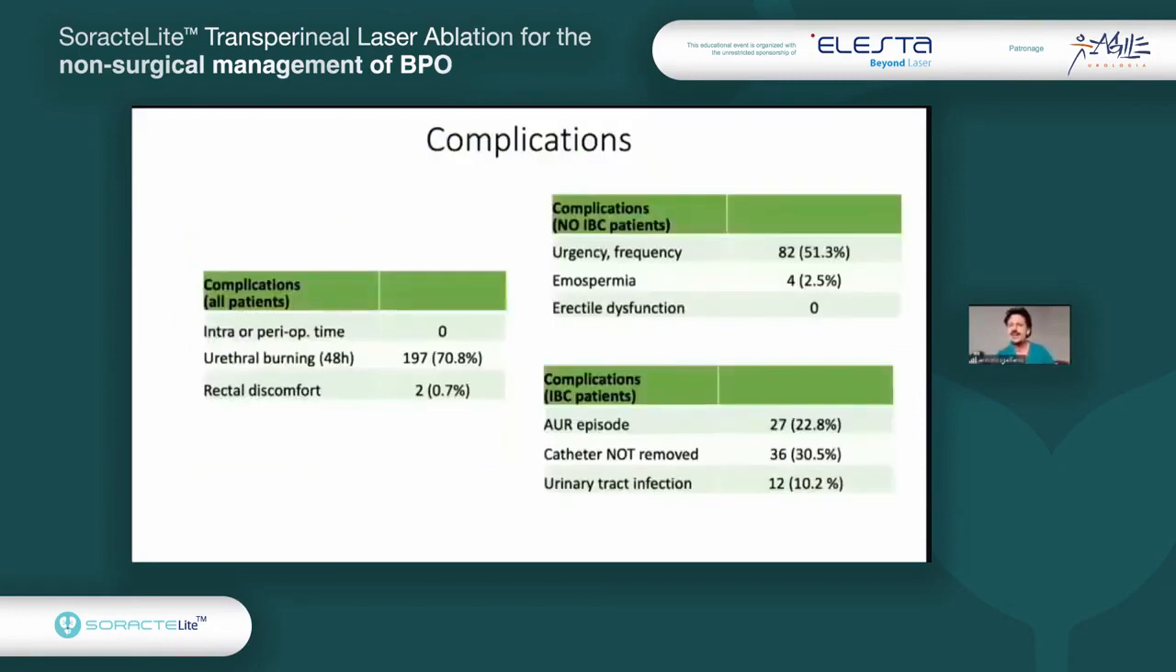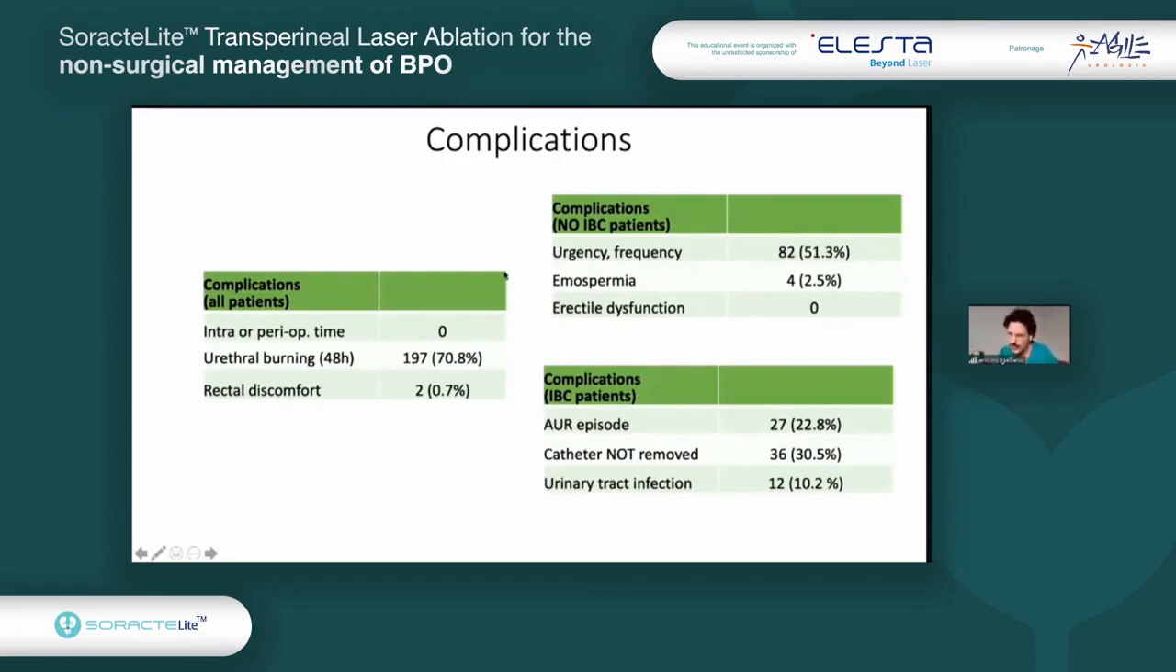What happened was that the complications were quite low. We did not have any Clavien 3A or 3B complication. The most frequent complication was urethral burning. Rectal discomfort was very rare. We did not have any single case of rectal ischemia or bladder ischemia or problems of erections after this kind of procedure. You can see that most of our patients had problems of erections just before the procedure, so it was not a big issue in this series.